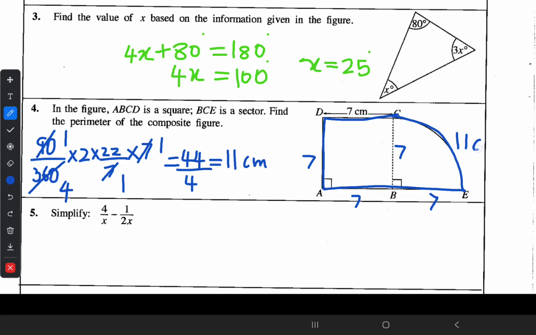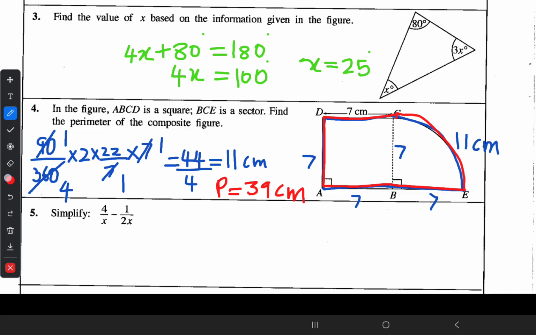To find the perimeter, you should add all the external lengths. 7 plus 7, 14 plus 7, 21 plus 7, 28 plus 11. It would be the perimeter. It would be equal to 39 centimeters.